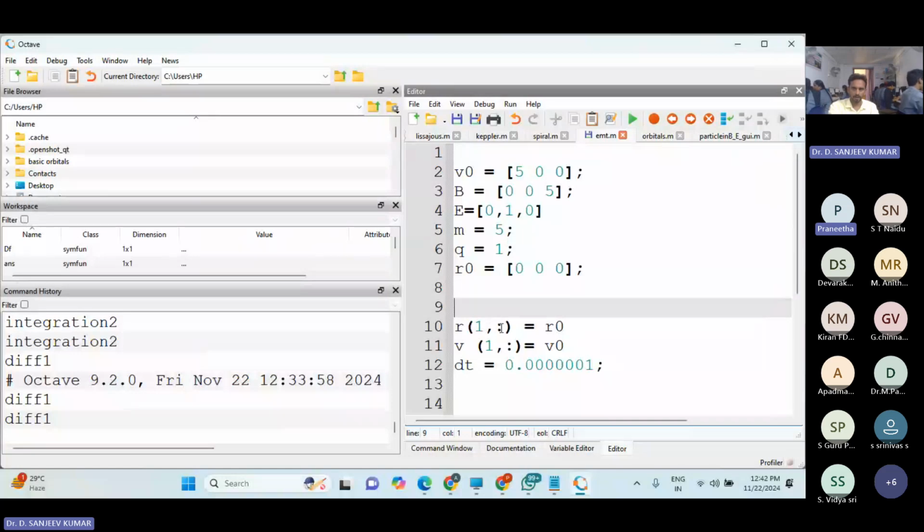So row 1, all columns, is now storing R0, the first vector. V, velocity, row 1, all columns, is now storing my initial condition, initial velocity information. And I try to develop other conditions also. I try to develop time evolution of position and velocity.